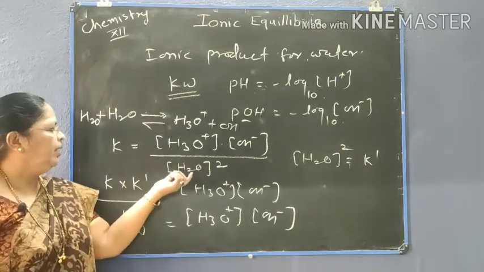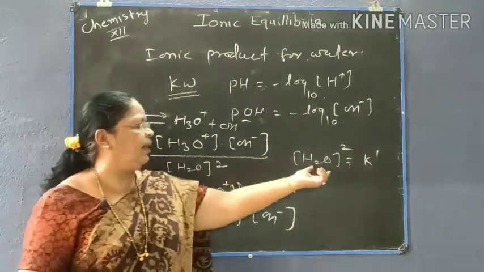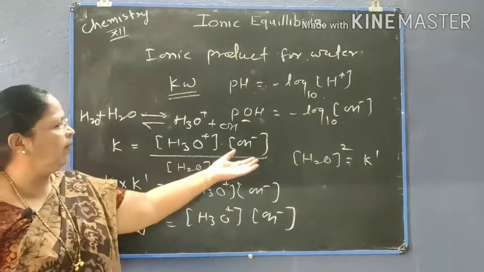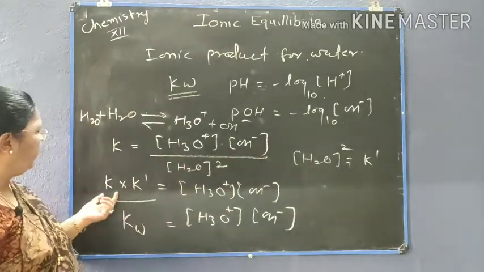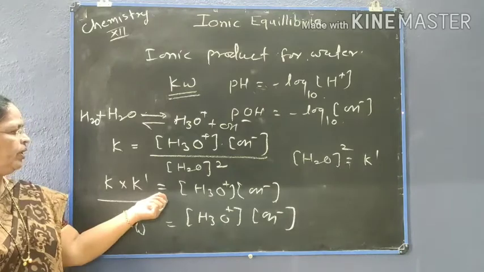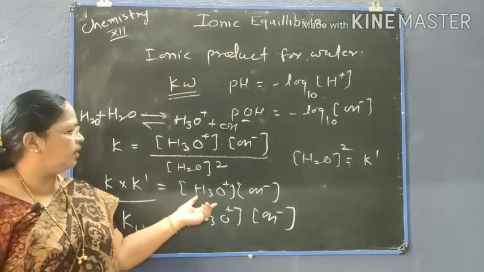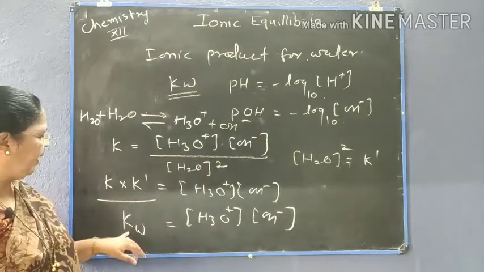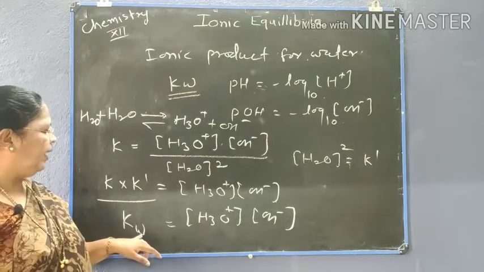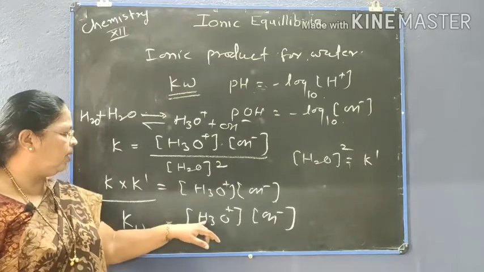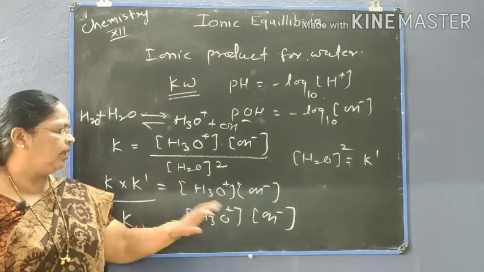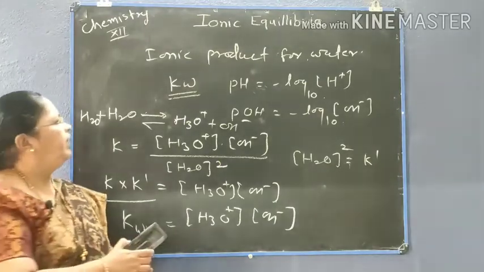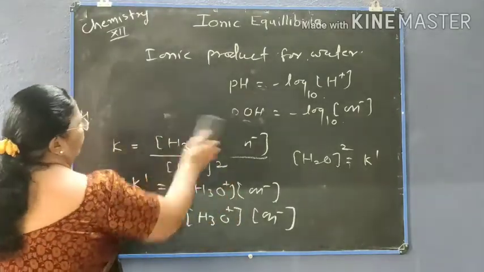Again you know that the concentration of H2O squared is a constant, K dash. Put the value of K dash in this equation. You can write K into K dash is equal to the concentration of H3O plus into the concentration of OH minus. K and K dash together are considered as Kw, and Kw is equal to the concentration of H3O plus into the concentration of OH minus. Now we will see what is the relation between pH and pOH.